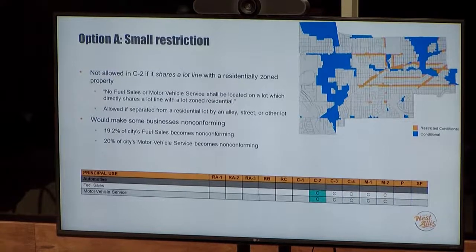The difference between A and B is really just a slight tweaking in the language that would change it from 20% being non-conforming in option A to 40% non-conforming in option B. The intent for both of them is considering restricting those uses if they're near residential use. It's just two ways of phrasing it, and one wording would impact more of these automotive uses than the other. The non-conforming is the same as it has been before, where the folks doing it now are grandfathered in.